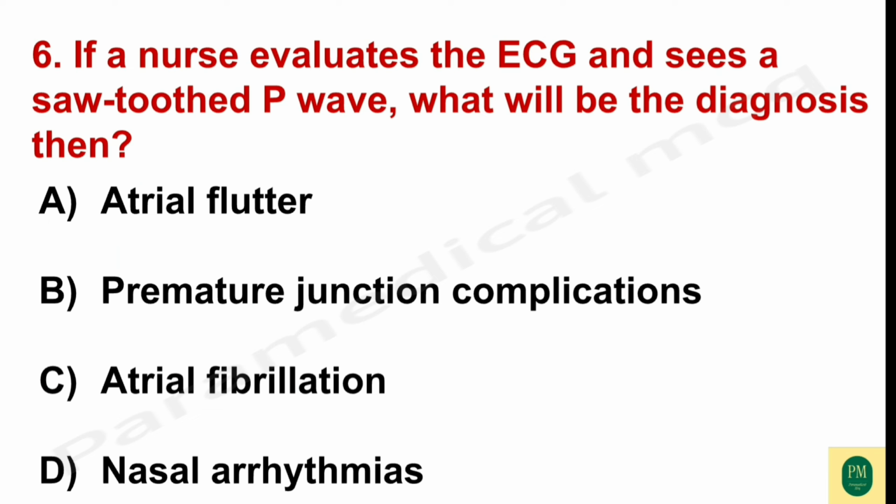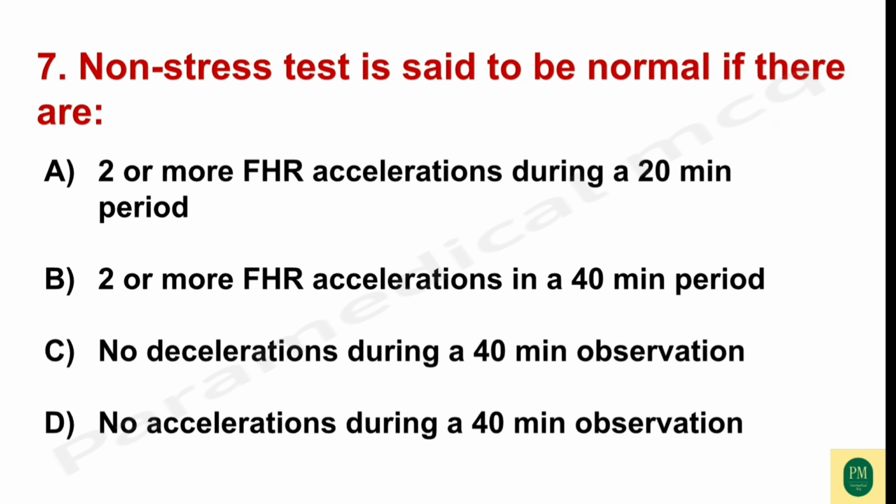If a nurse evaluates the ECG and sees a sawtooth P wave, what will be the diagnosis then? Option A, atrial flutter. Option B, premature junctional complexes. Option C, atrial fibrillation. Option D, nasal arrhythmias. The correct option is option A, atrial flutter.